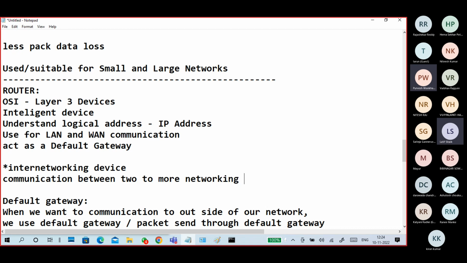It means I have one LAN network and another LAN network, two different networks are there. Now I want to make a communication between these networks. What to do? Put a router in between. Like that, I have two or more networks. Globally, there are a lot of networks, and all these networks are connected through routers only.